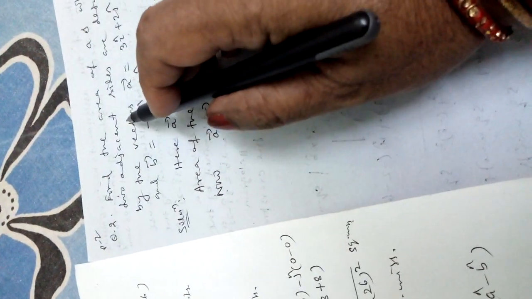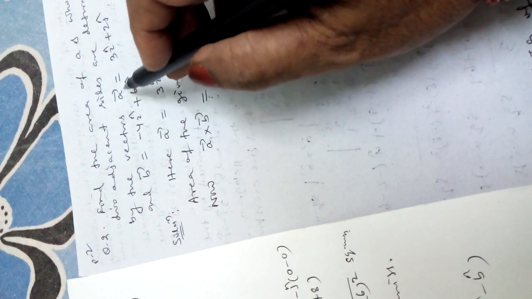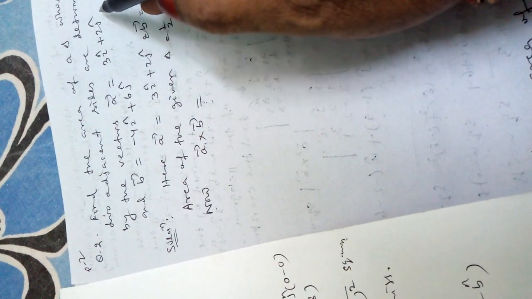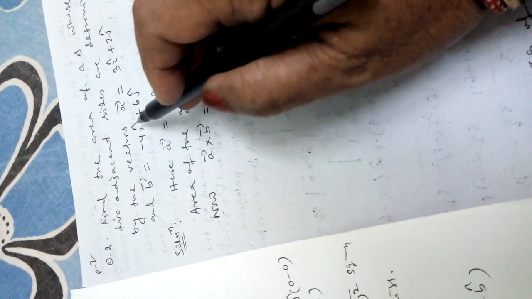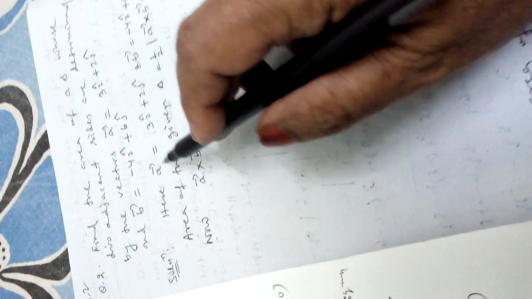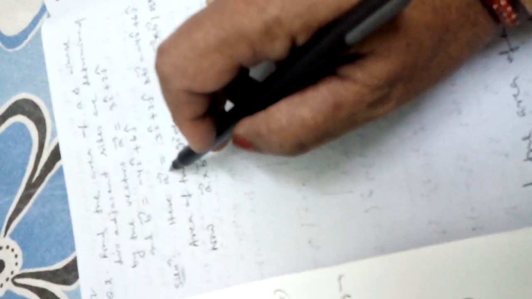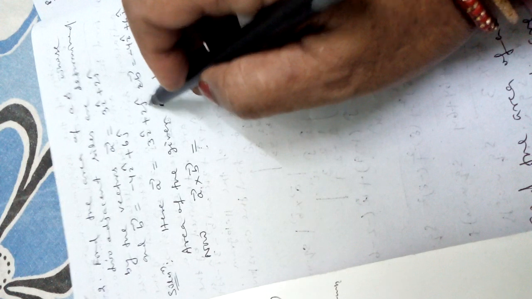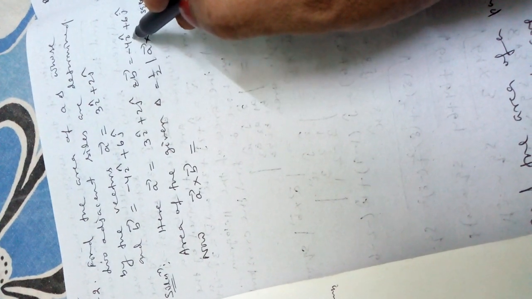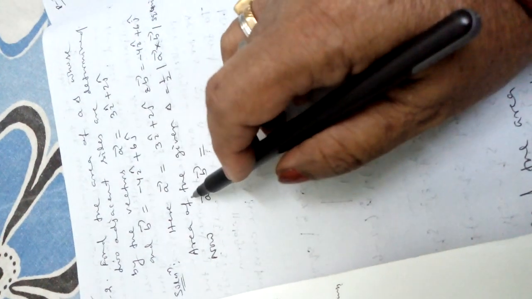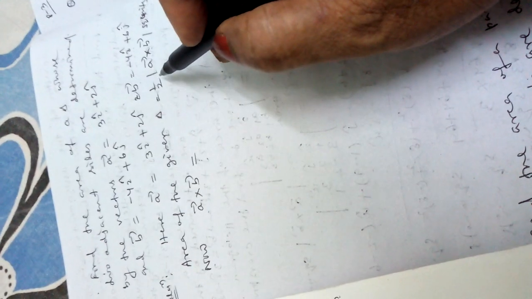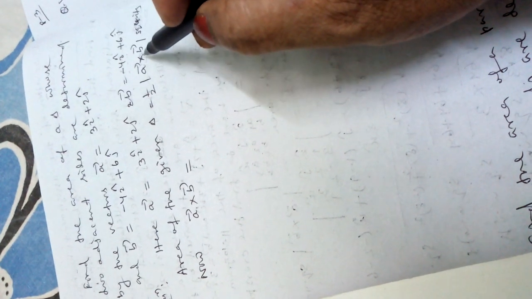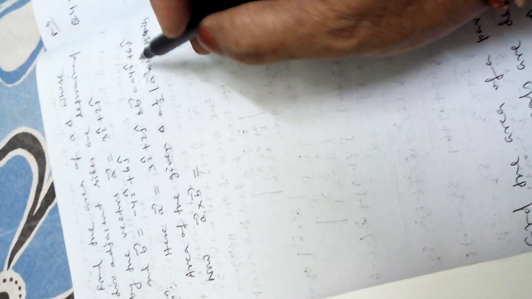Next question is, find the area of a triangle whose two adjacent sides are determined by the vectors A equal to 3i cap plus 2j cap and vector B equal to minus 4i cap plus 6j cap. Here given that vector A equal to 3i cap plus 2j cap and vector B equal to minus 4i cap plus 6j cap, area of the given triangle is equal to half modulus of vector A cross vector B square units. This is the formula.